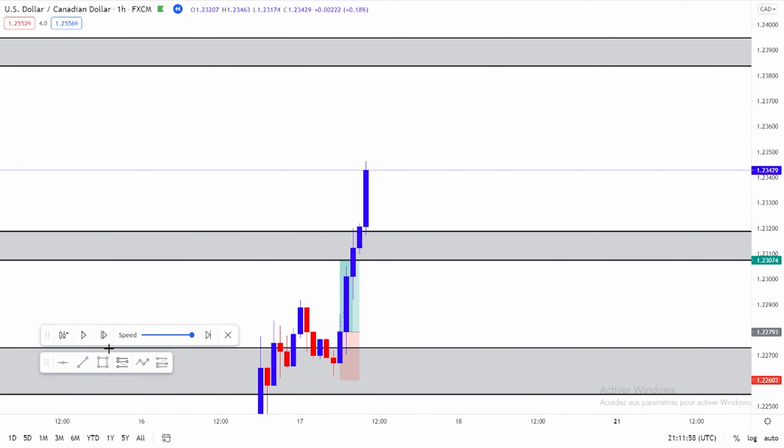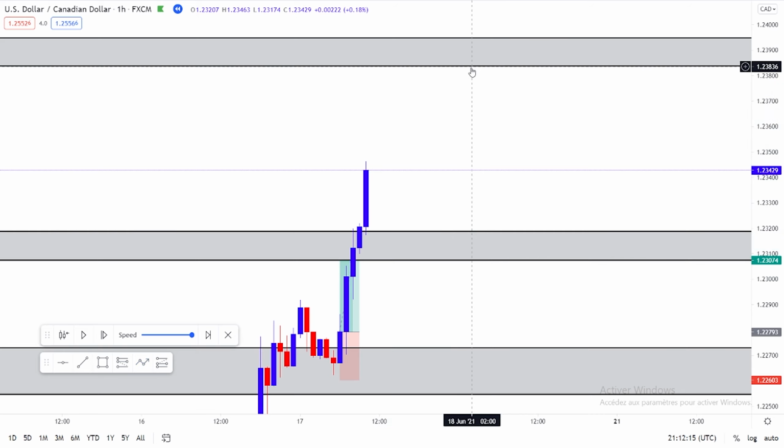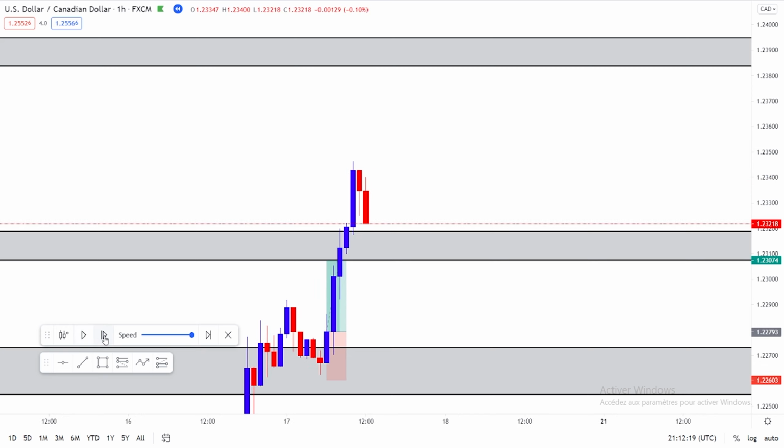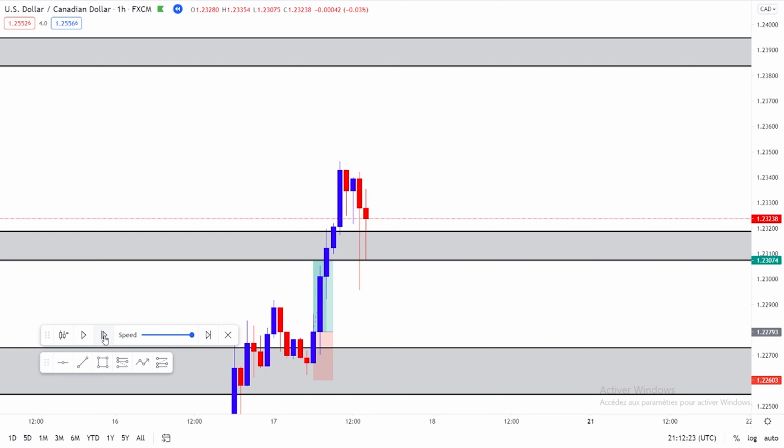Now the next setup, I want something like this. We broke this resistance. The market is heading strongly towards the upward direction. We broke this resistance. I want something like a pullback. Then I will buy up to this strong resistance zone. So let's run these candles and see if we are right. Okay, market is going down.